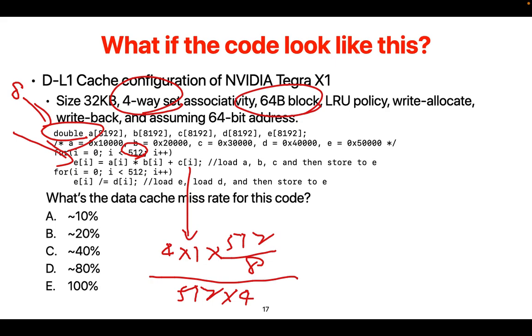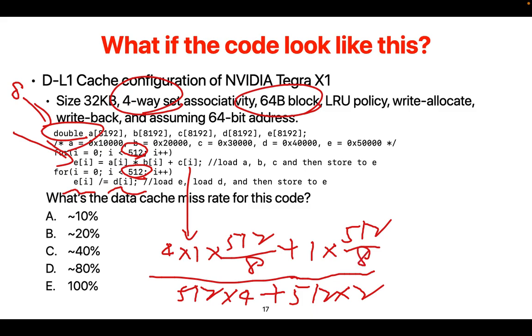Second loop. Okay, regarding the second loop, five tail elements, two data structures, right? So we will have 512 times two accesses. Now, how many misses are we going to see here? Compulsory miss from loading D. So it will be 1 times 5 tail divided by 8.